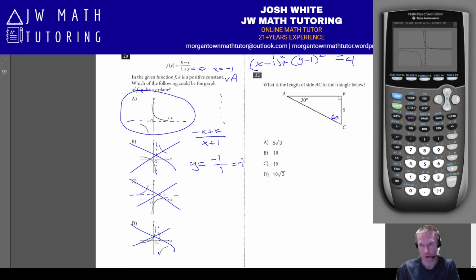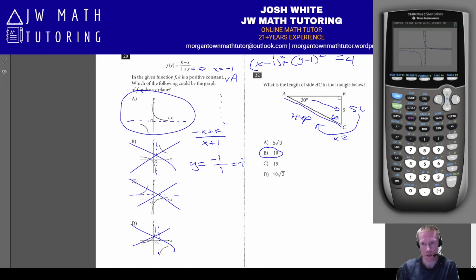And so notice that 5, which is across from the 30, which is the short leg, and AC is the hypotenuse up here. So hopefully you know the rule, which says that the short leg to the hypotenuse is basically a scale factor of 2. So we just multiply by 2. 5 times 2 is going to equal 10. Correct answer is going to be letter B.